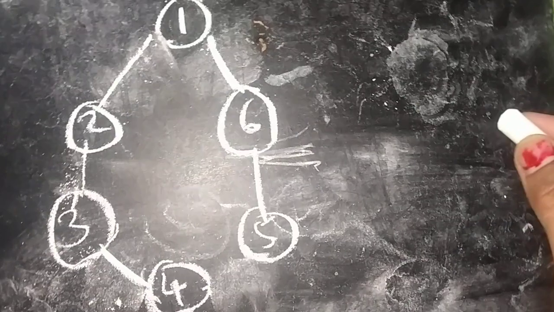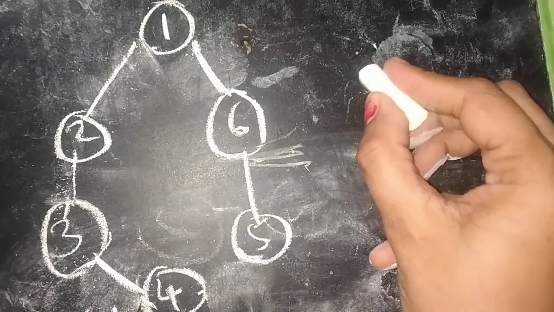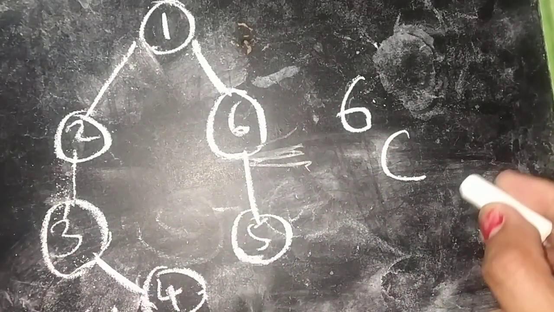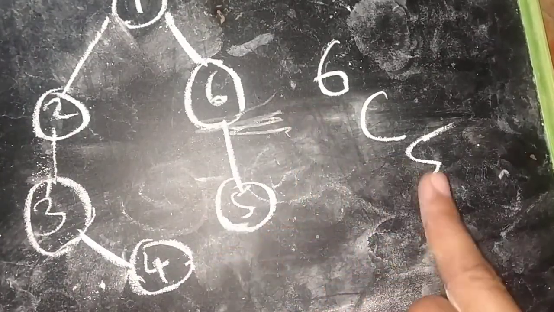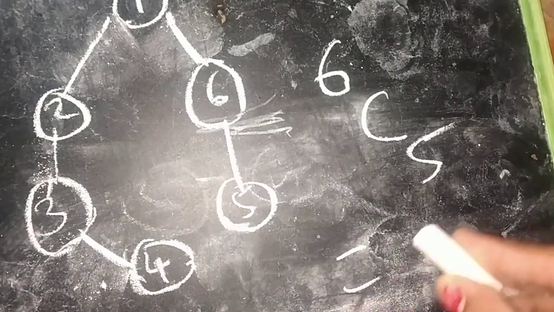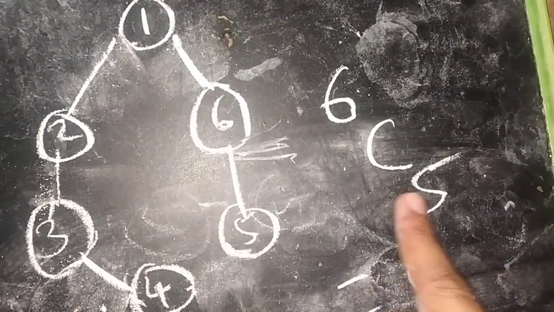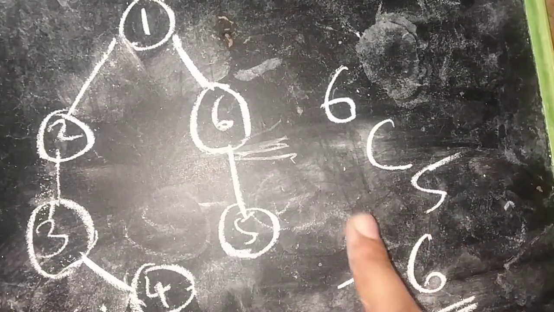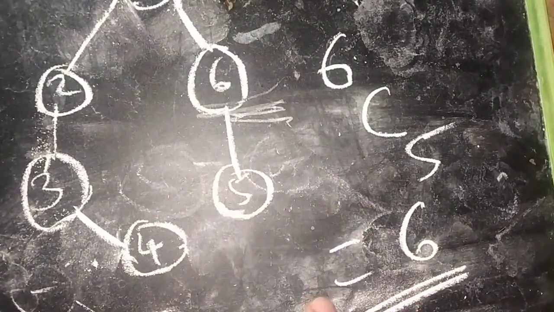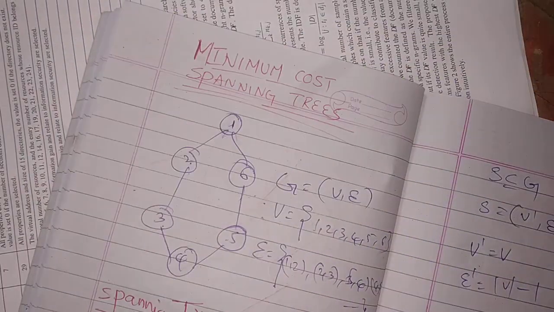For this, I am taking this example. How many edges here? 1, 2, 3, 4, 5, 6. 6. So how many edges will form? 5. So 6C5. Then how many different subgraphs will there be? 6 for this example. Understand? 6C5 combination, 6C5 different subgraphs we will generate. So the total number of subgraphs generated is 6C5, which is equal to 6.